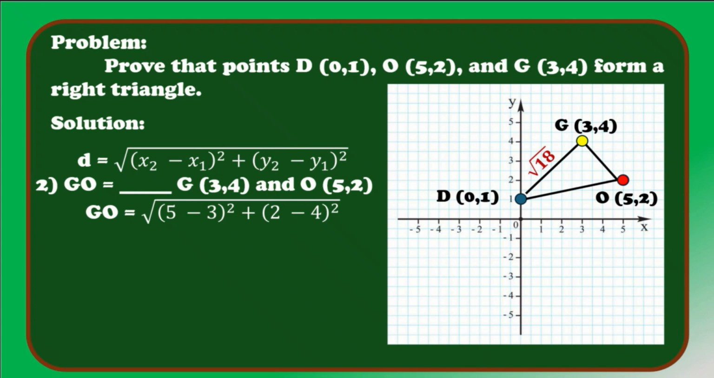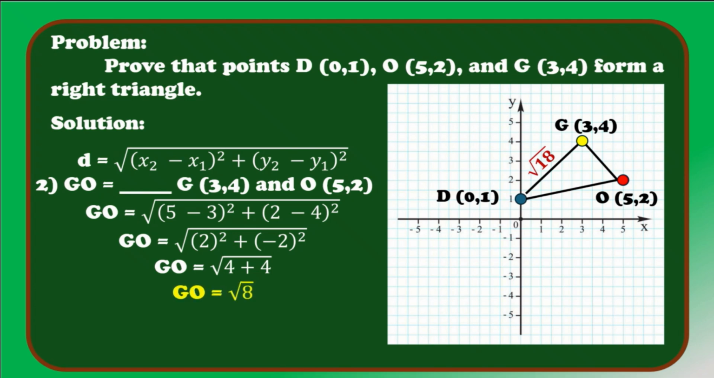Now let's proceed with the simplification. 5 minus 3 will become 2, of course, and 2 minus 4 will become negative 2. So it goes like this. GO is equal to the square root of 2 squared plus the quantity of negative 2 squared. Let's get the square of both numbers. 2 squared is 4, plus the quantity of negative 2 squared is also 4. If we have 4 and 4, we obtain 8. So we have GO equals the square root of 8.